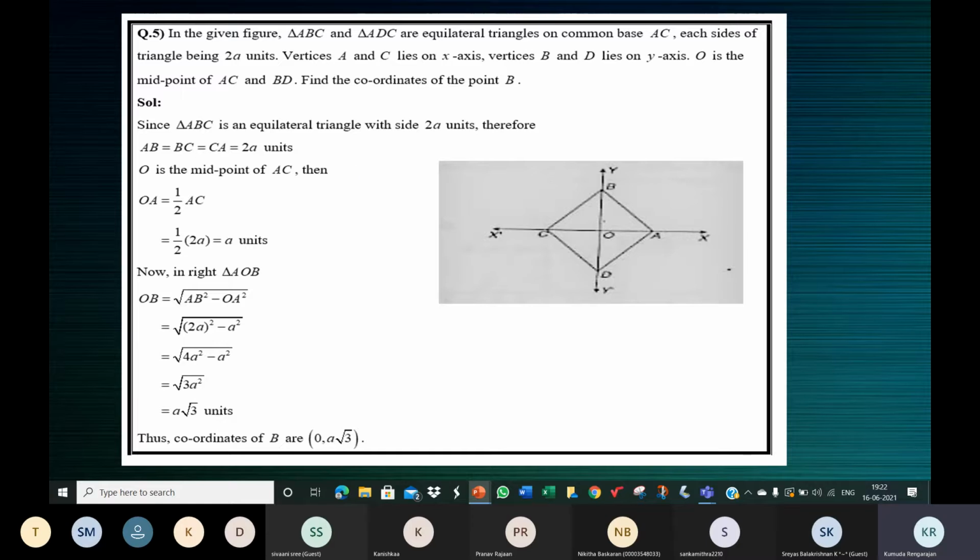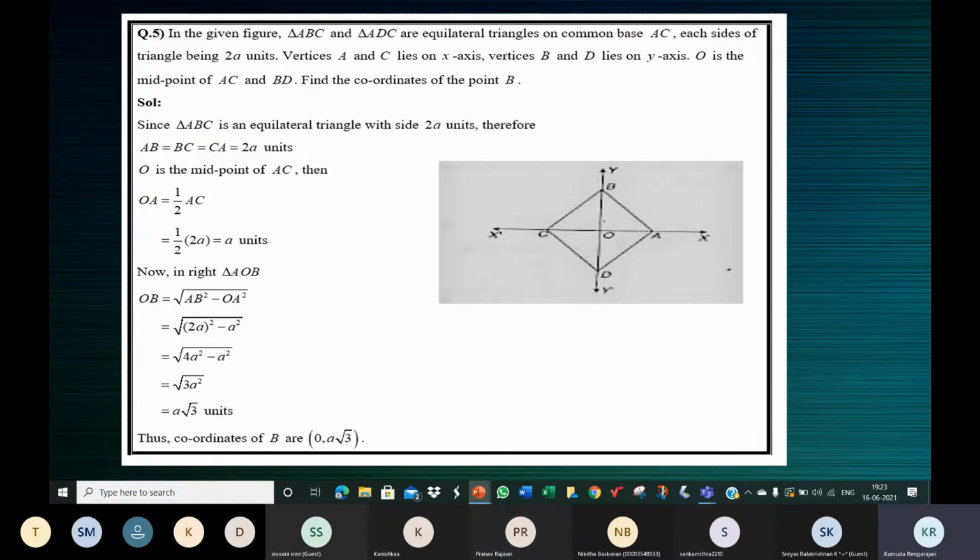AB square is equal to, please write down, OB square plus OA square. No, I'll come again from the beginning. AB square is equal to OB square plus OA square. Right.